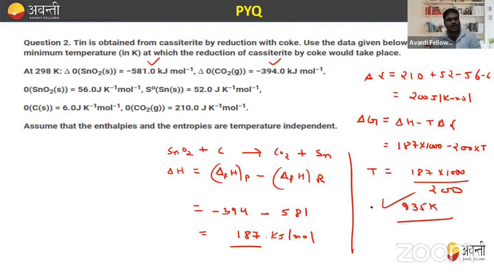Okay, so this is for the equilibrium. This is at the point of equilibrium. So we can calculate this. First we calculated delta H, then we calculated delta S, then we use the formula delta G is equal to delta H minus T delta S, and after this we get this.